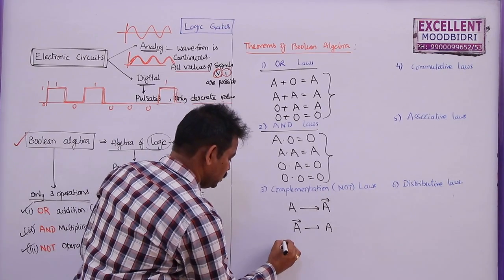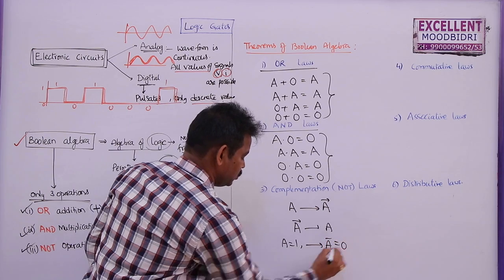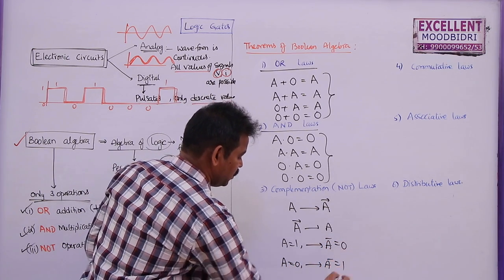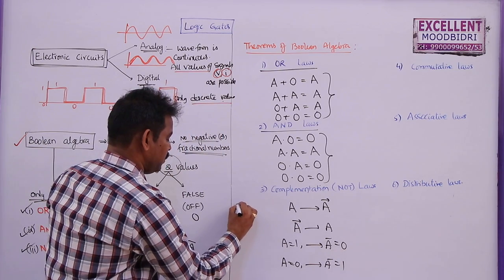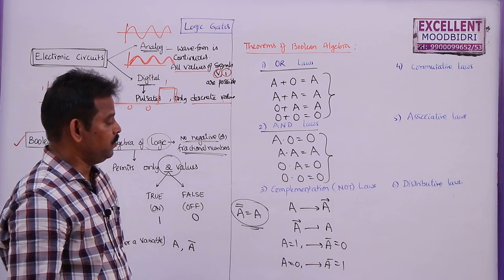Suppose A is equal to 1, then A bar will be 0. If A is equal to 0, A bar will be 1. And A double bar is also equal to A. This is one more law in these complementation laws.